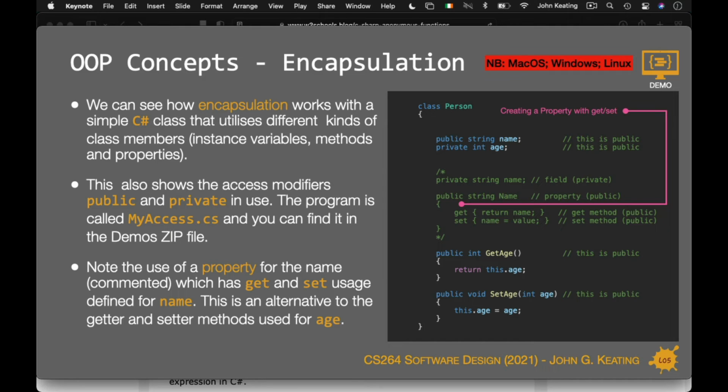And it's about encapsulation because it shows you how you have class members, instance variables, and methods, and how to use the access modifiers like public and private. It's called myaccess.cs, and you can find it in the demo zip file online.